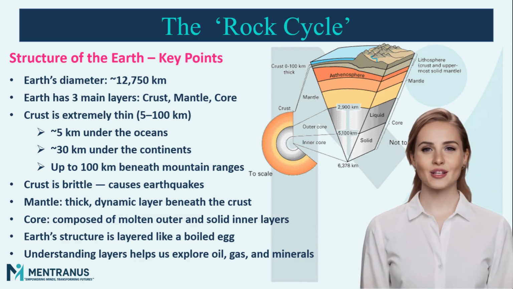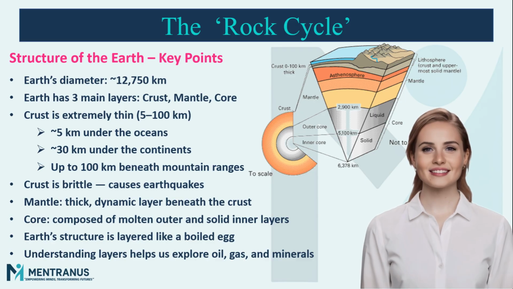Let's take a moment to understand just how our planet is built, because it's pretty remarkable. The Earth, as you might know, has a diameter of about 12,750 kilometers. The ancient Greeks were actually the first to estimate that, using shadows and geometry. But it wasn't until the early 20th century that scientists really began to understand that the Earth isn't uniform. It's layered. You can think of it almost like a boiled egg. We have 3 main layers: the crust, the mantle, and the core.